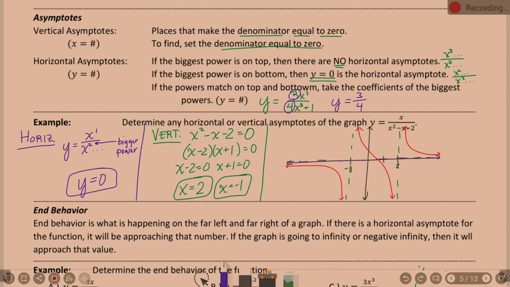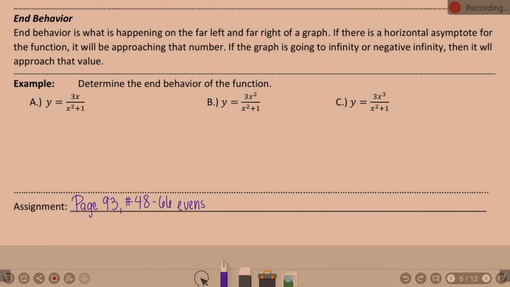Asymptotes. We talked so far about vertical and horizontal asymptotes. Vertical asymptotes were denominator equal to 0. Horizontal asymptotes are where's the biggest power? Is it on top or is it on bottom? Okay, and we worked with those. And I gave you a horizontal and vertical asymptote example. And then I said, okay, let's look at the graph because I want you to see how the graph works.